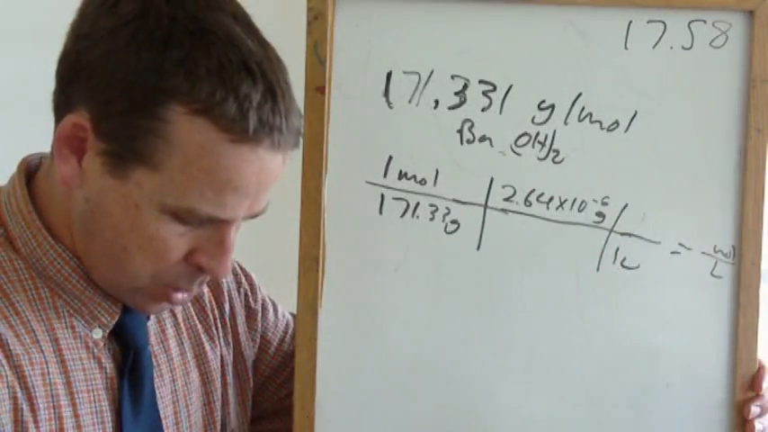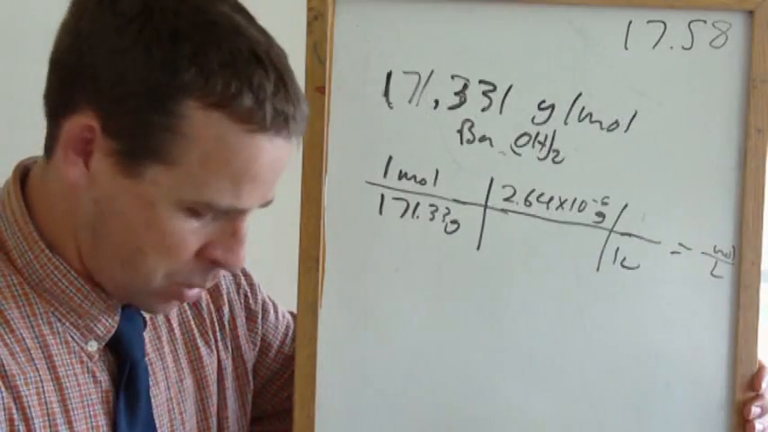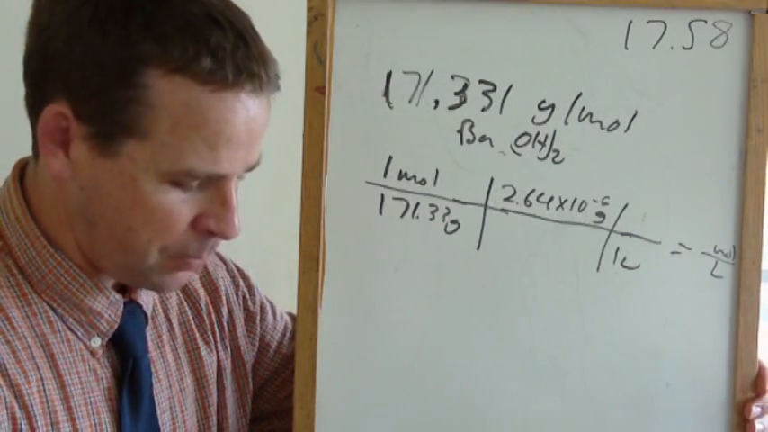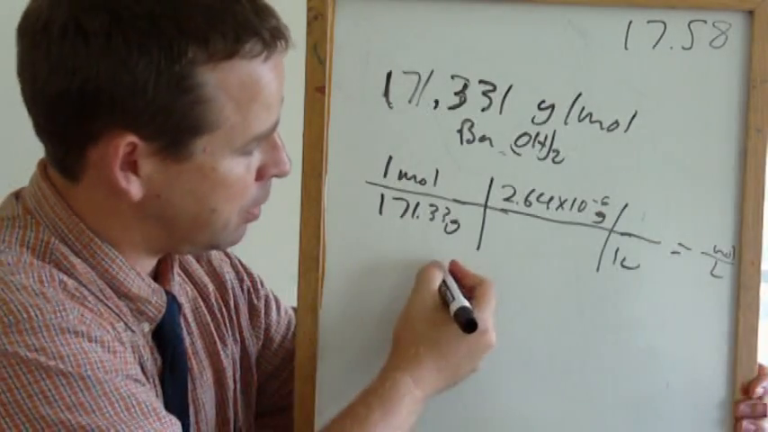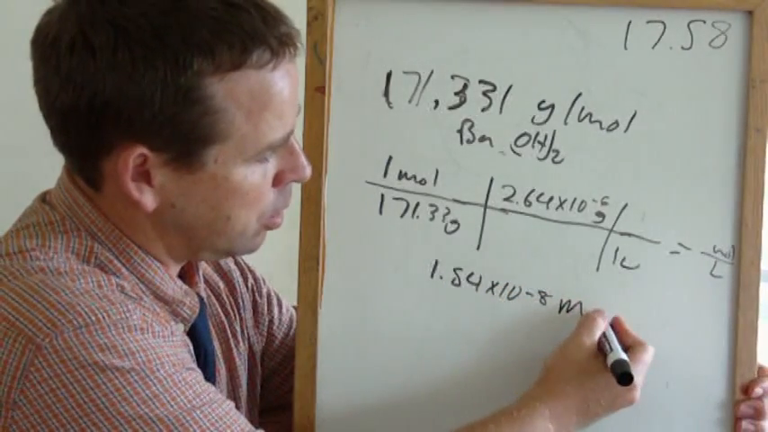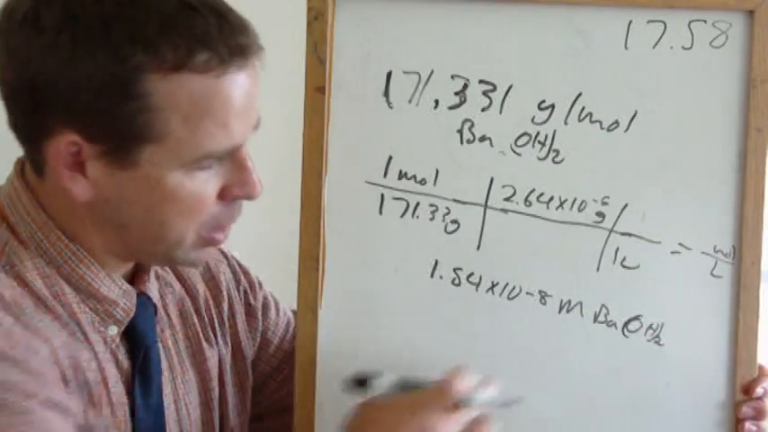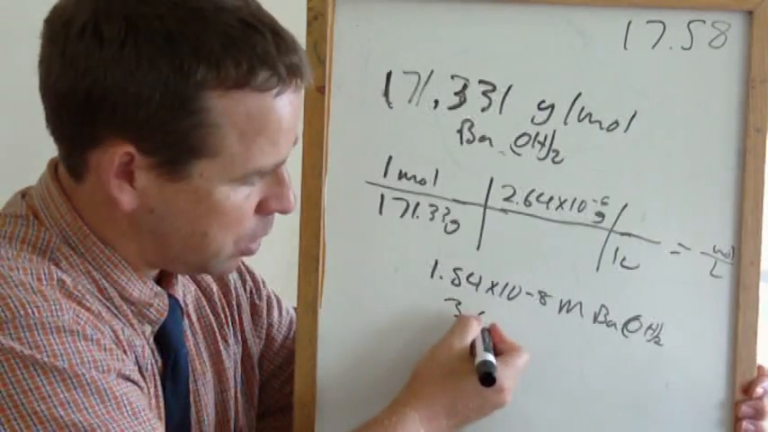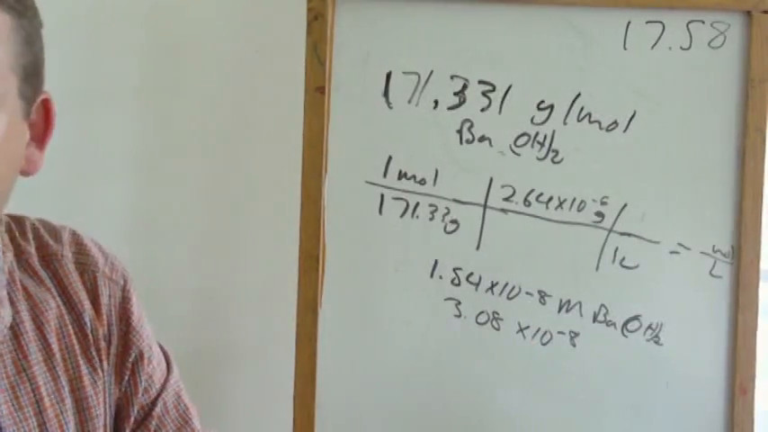So this is 2.64 times 10 to the minus 6 divided by 171.33, and that tells us that the molarity, divided by 1 for the molarity, is 1.54 times 10 to the minus 8 molar barium hydroxide. That value times 2, because there's 2 hydroxides, will be the molar concentration of the hydroxide ion, which is 3.08 times 10 to the minus 8.